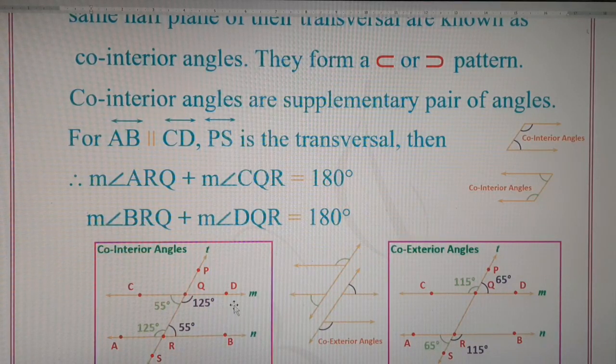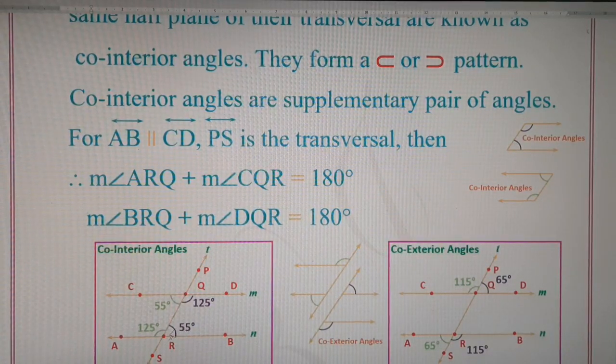So we get this complete C pattern. Angle BRQ and angle DQR are co-interior angles, and co-interior angles are supplementary. So the sum of measures of both the angles will be 180 degree. So we can say measure angle BRQ plus measure angle DQR is equal to 180 degree because they are co-interior angles and co-interior angles are supplementary.